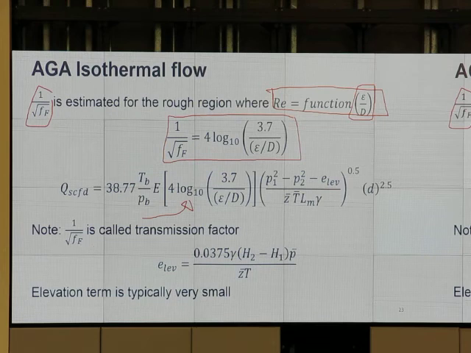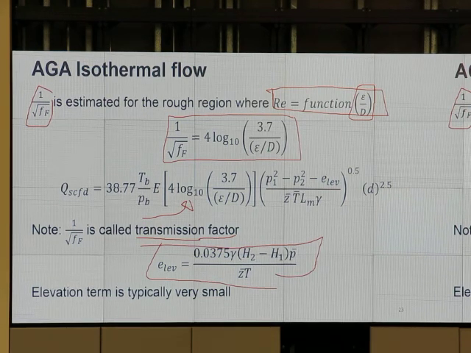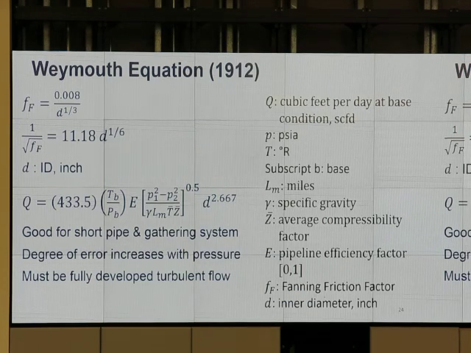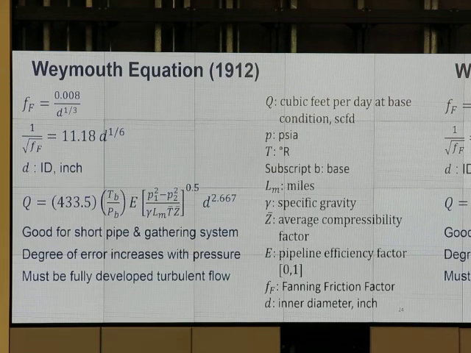1 over square root f is called the transmission factor, and we have that formula for it. No, that's a different thing. This formula is for the elevation term. The elevation term is typically very small, but if there's any, we can use that formula to do the calculation. Okay, final one. We rewrite everything and give out all the units.